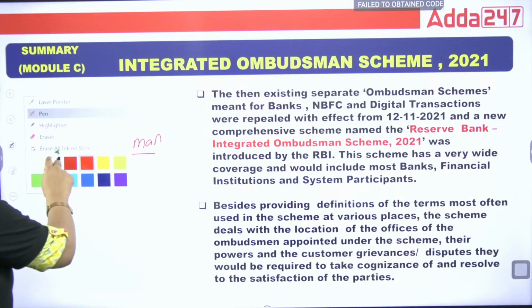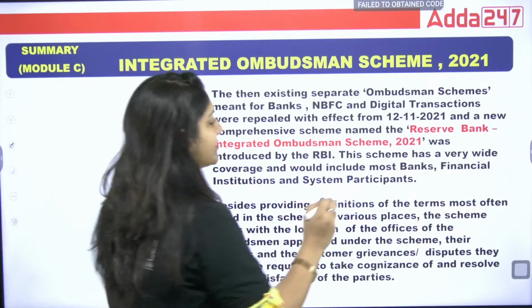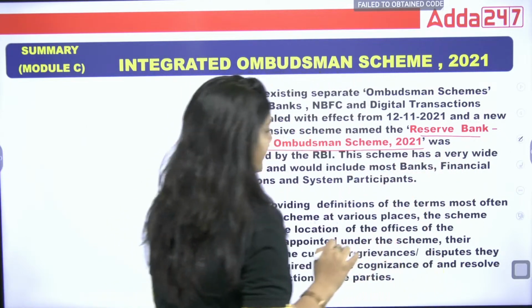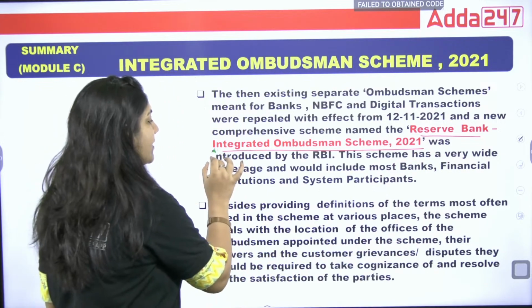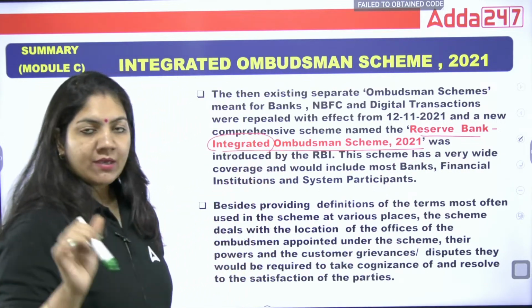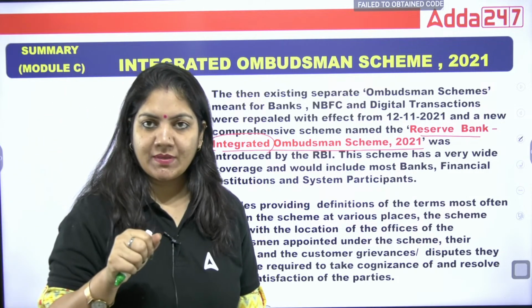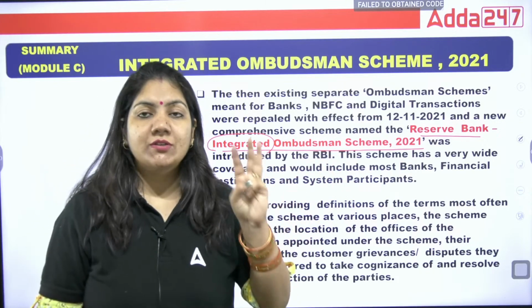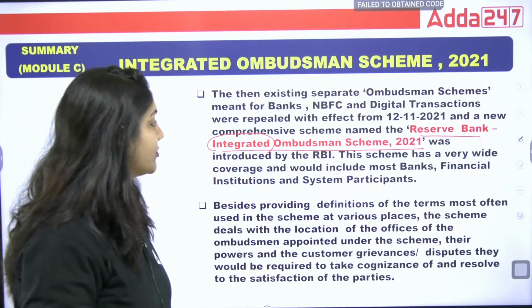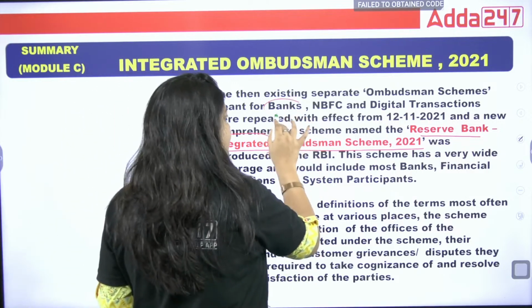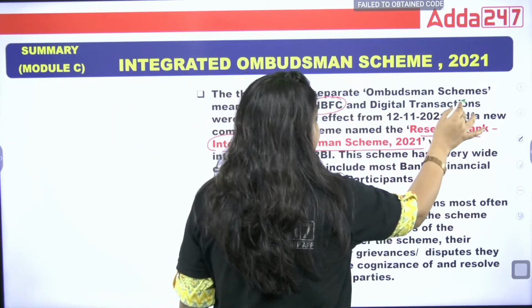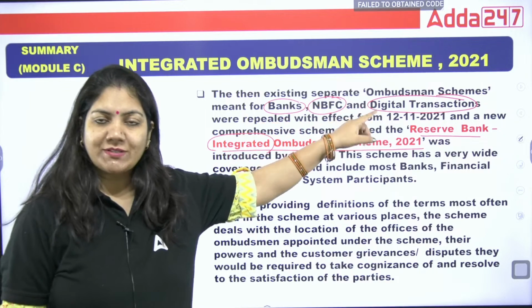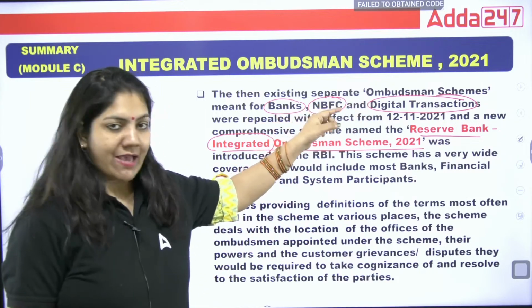Okay, so in our act, we have to study the Reserve Bank Integrated Ombudsman Scheme 2021. So this is the integrated. What is integrated? 3 acts have been merged and converted into 1 act. It means now we do not have to study 3 acts regarding the Ombudsman. What are the 3 acts? The first is Banking Ombudsman, NBFC Ombudsman, Digital Transaction Ombudsman. So 3 separate Ombudsman schemes were there, but these 3 have been removed.